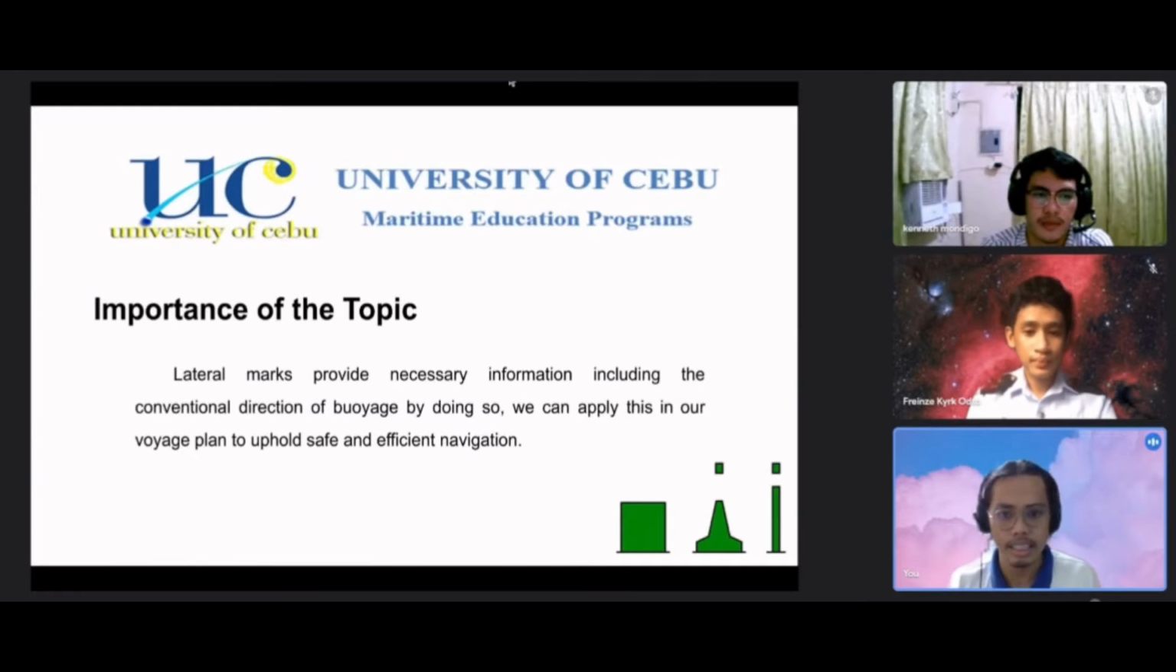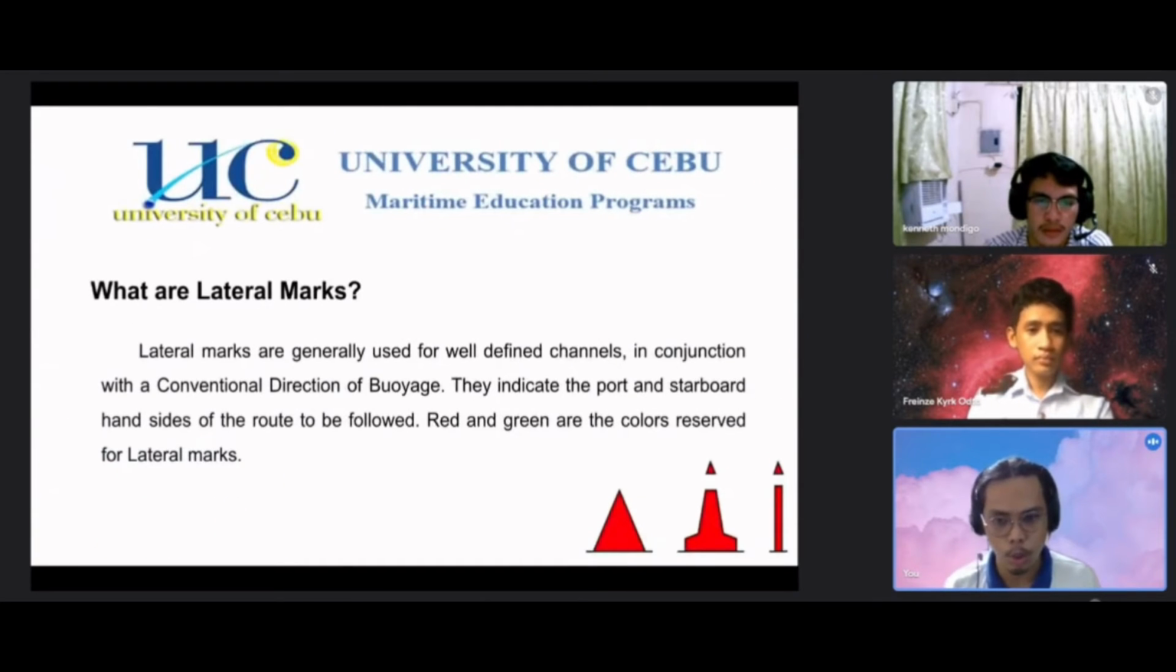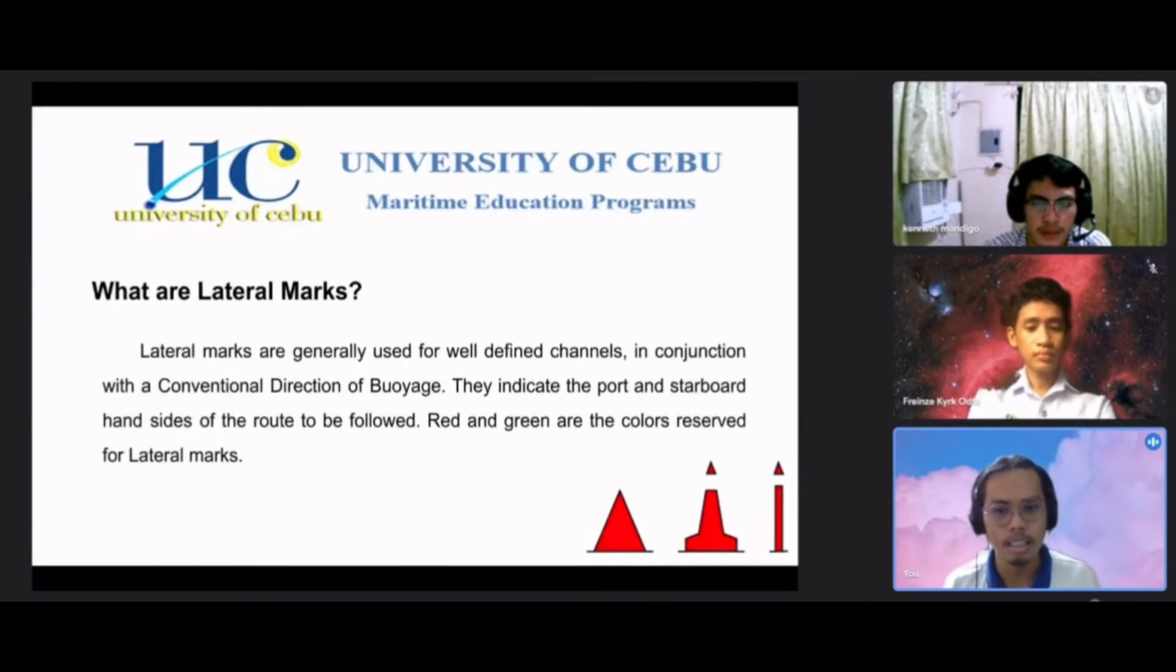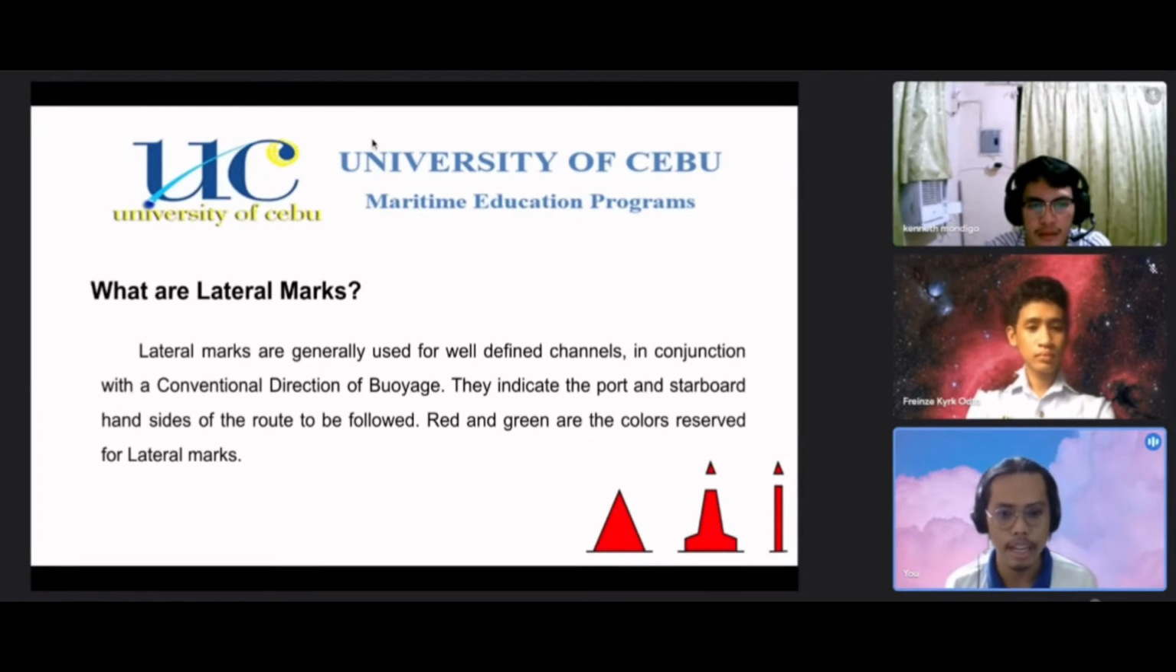Importance of the topic. Lateral marks provide necessary information, including the conventional direction of voyage. By doing so, we can apply this in our voyage plan to uphold safe and efficient navigation. So again, to refresh our knowledge, what are lateral marks? Lateral marks are generally used for well-defined channels in conjunction with the conventional direction of voyage. They indicate the port and starboard hand sides of the route to be followed. Red and green are the colors reserved for lateral marks.